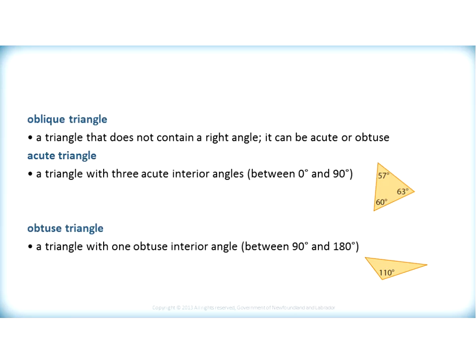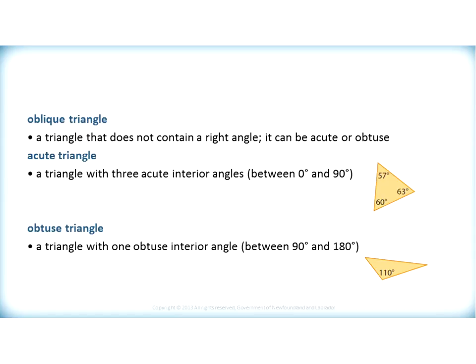So we're going to start with our definition here for an oblique triangle. An oblique triangle is a triangle that does not contain a right angle. So we have two different types of triangles. We have right triangles, which contain a 90-degree angle, and we have oblique triangles, which do not contain a right angle. And oblique triangles can be acute triangles or obtuse triangles.